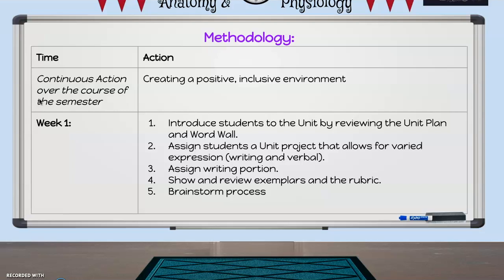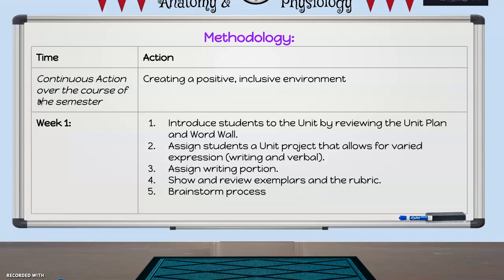So during week 1, students will be introduced to their unit project by reviewing the unit plan and key vocabulary. This vocabulary will exist visually in the classroom by use of a word wall. In order to collect evidence regarding written expression, a writing activity will be assigned as a portion of the unit project. Students will be shown exemplars as the expectations of the assignment through the use of a rubric.